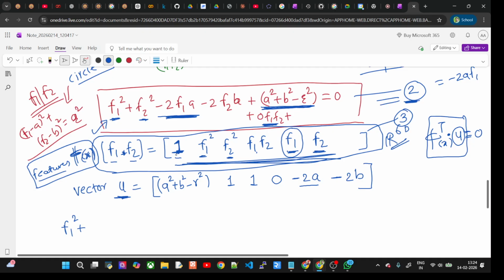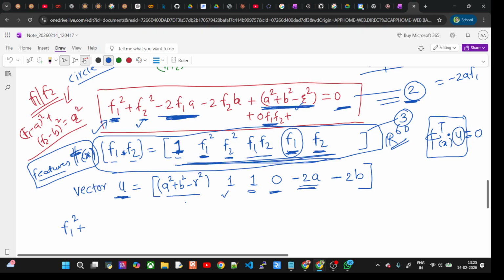How can you multiply? This is the constant term. So what is the constant? A square plus b square minus r square. If I multiply 1 and a square plus b square minus r square, I get this term. I already have f1 square in the feature map and in equation 2, so I just multiply with 1 to get f1 square. I already have f2 square, so multiply with 1 to get f2 square in equation number 2. Now I have f1 f2, but there is no f1 f2 in equation number 2, because this is 0, so just multiply with 0. There is another term, f1. Here also there is a term f1, but it comes with minus 2 into f1 into a, meaning minus 2a is the coefficient of f1.